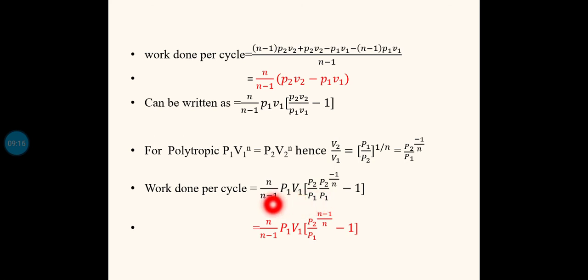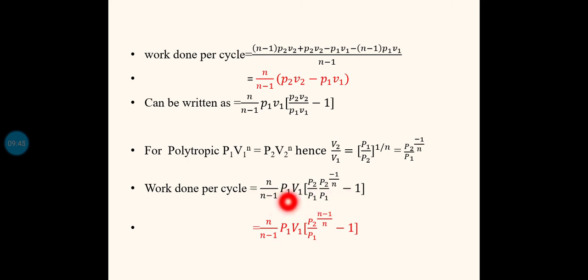So the final term is n by n minus 1 p1 v1 p2 by p1 all raised to n minus 1 by n. Actually, it is all raised to n minus 1 by n. There is no option to substitute a bracket. It is very difficult to type the equation. That's why it is missing there. N by n minus 1 p1 v1 p2 by p1 all raised to n minus 1 by n minus 1. That p2 by p1 all raised to n minus 1 by n minus 1 is within the bracket, and to that term we have to multiply p1 v1 into n by n minus 1.